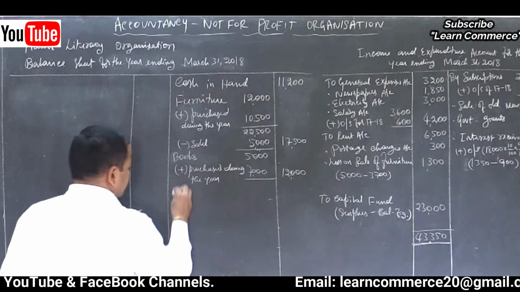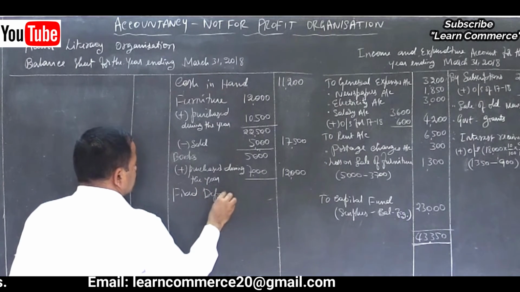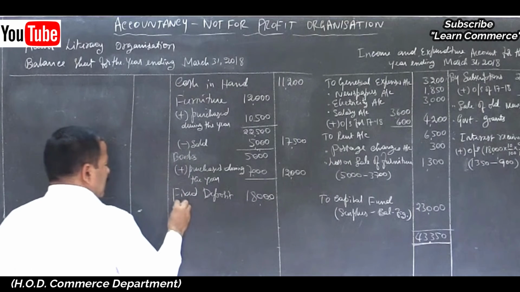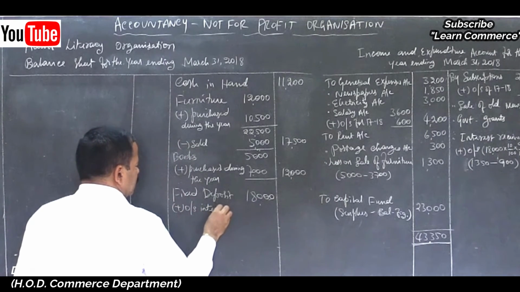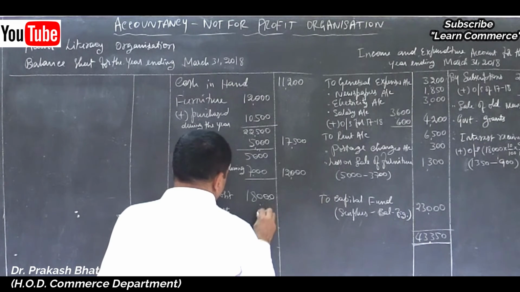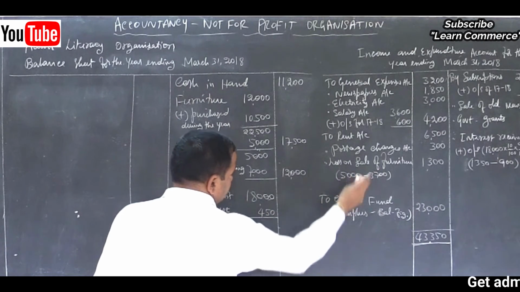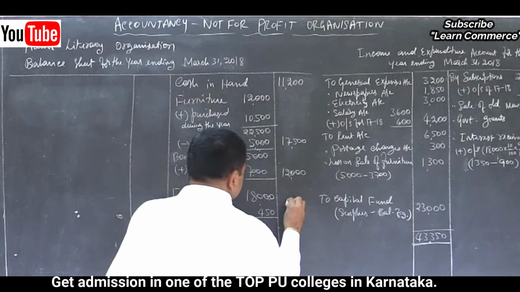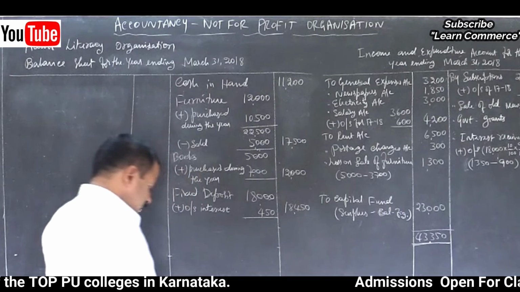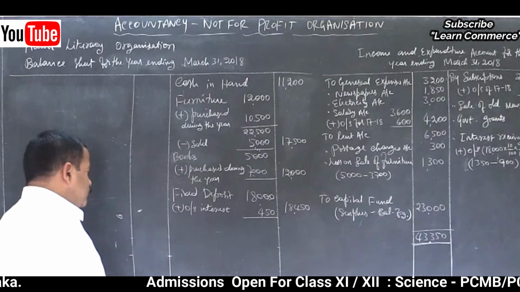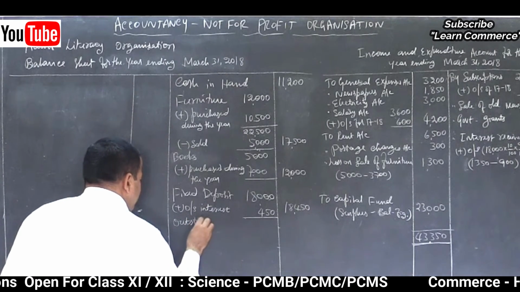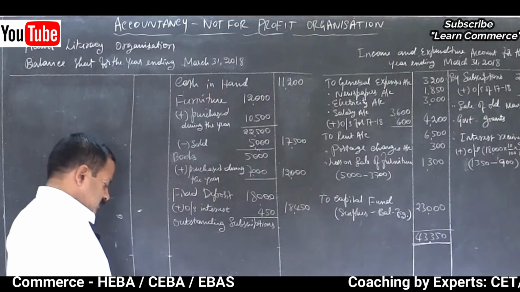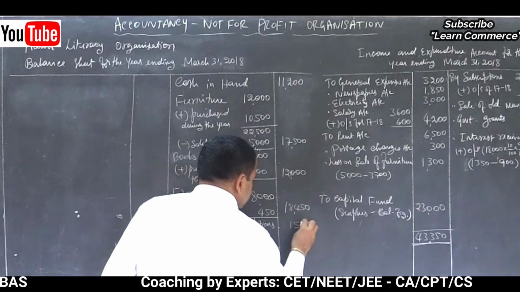Then fixed deposit. How much? 18,000. Inner column, add outstanding interest. How much? 450. Already calculated it here, wasn't it? 450. So 18,450. It is done. One more asset is there, outstanding subscription, that is income receivable, right? Is an asset. Outstanding subscriptions, 1,500.